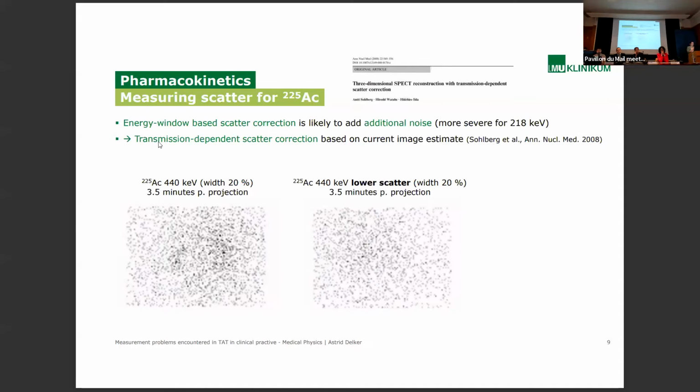For that scatter correction, we estimate the scatter projection from the current image estimate that is convolved with a predefined scatter kernel. That approach was proposed by Solberg and colleagues already in 2008. And what we have seen is that this is especially important to get a good image quality at the 218 keV peak.